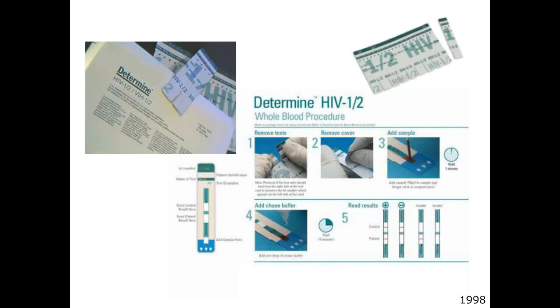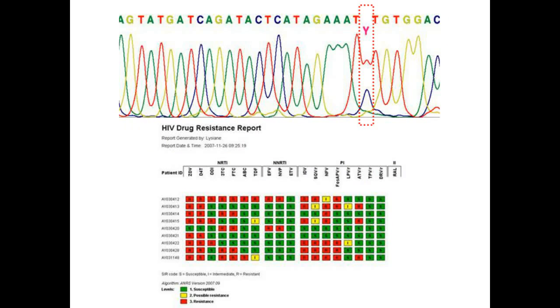This was also the year that the Terman assay, the point-of-care assay, or the assay that you could do at home, was launched with, in fact, for these rapid assays, a very decent sensitivity and specificity. But that was launched in 1998.